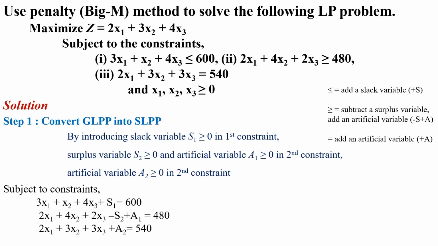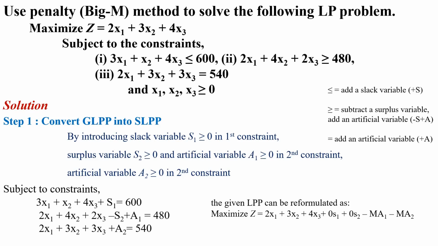Now the constraints will become 3x1 plus x2 plus 4x3 plus S1 equal to 600. The second constraint will become 2x1 plus 4x2 plus 2x3 minus S2 plus A1 equal to 480. The third constraint will become 2x1 plus 3x2 plus 3x3 plus A2 equal to 540. Then write the objective function in terms of decision variables x1, x2, x3, slack variable S1, surplus variable S2 and artificial variables A1 and A2.